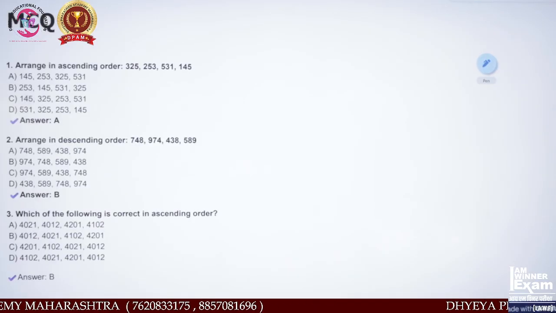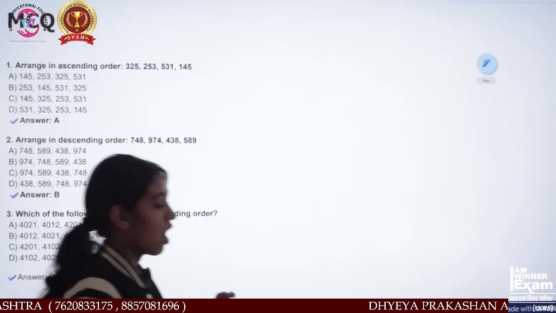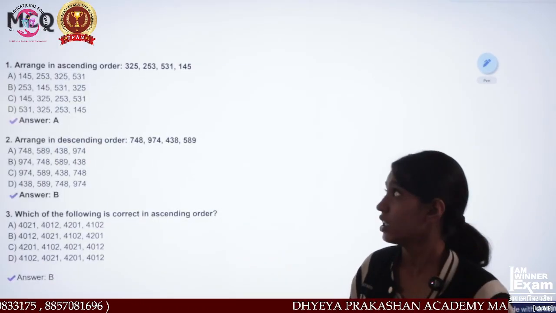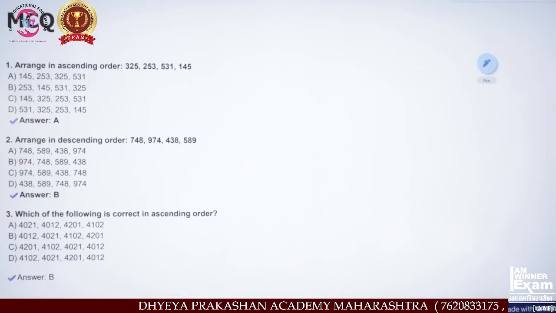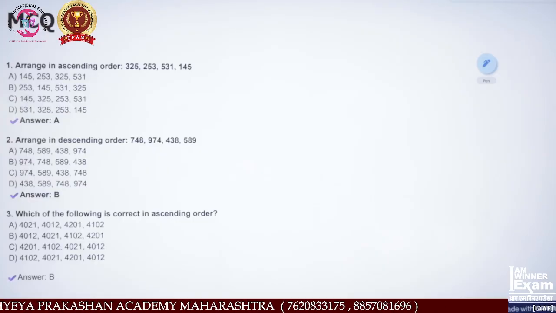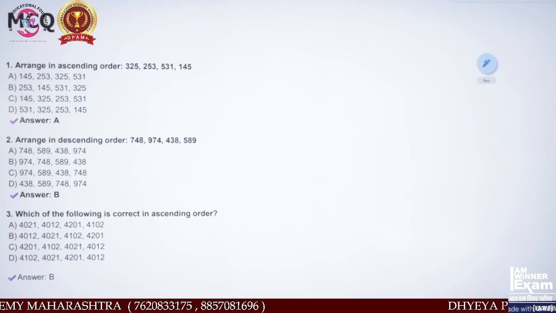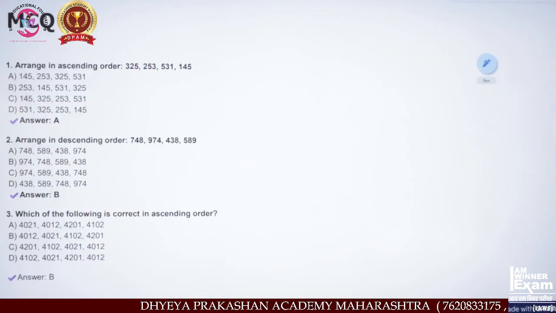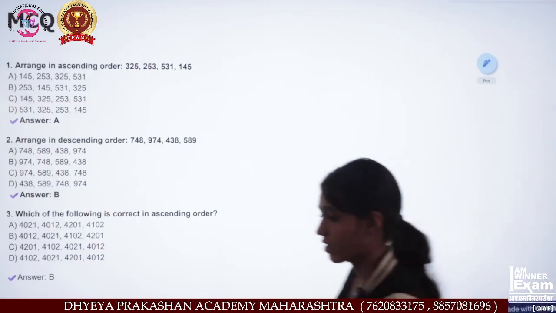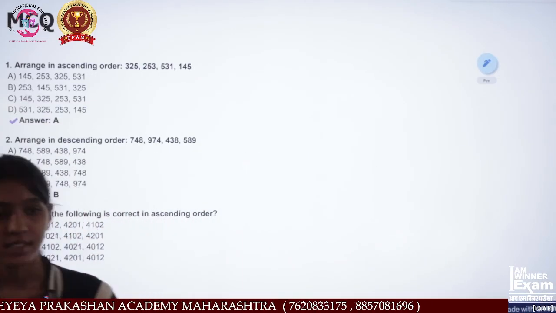Let's solve some MCQs on this topic. Arrange these numbers in ascending order. There are four numbers that we have to arrange in ascending order. First of all, can you tell me what is the ascending order? Ascending order is nothing but smallest to biggest. First we write the smallest number. After that we write the biggest.